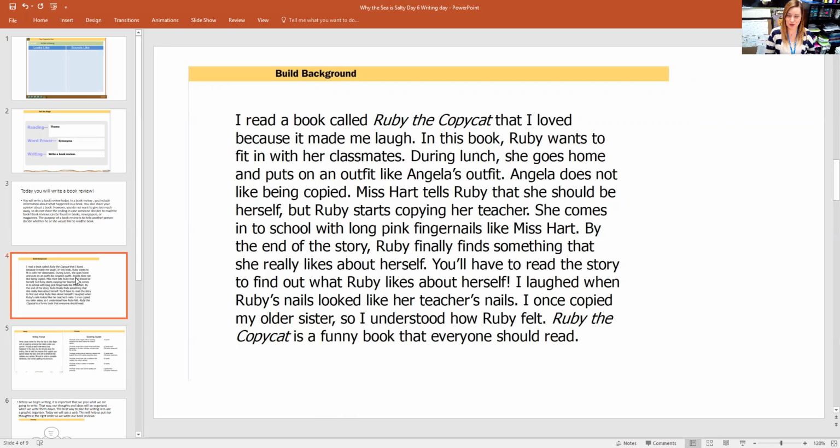I laughed when Ruby's nails look like her teacher's nails. I once copied my older sister, so I understand how Ruby felt. Ruby the Copycat is a funny book that everyone should read. So, can you tell me 2 reasons that the author really enjoyed Ruby the Copycat? Well, we know that she says that she laughed at a certain part of the book. And just like Ruby, she once copied someone.